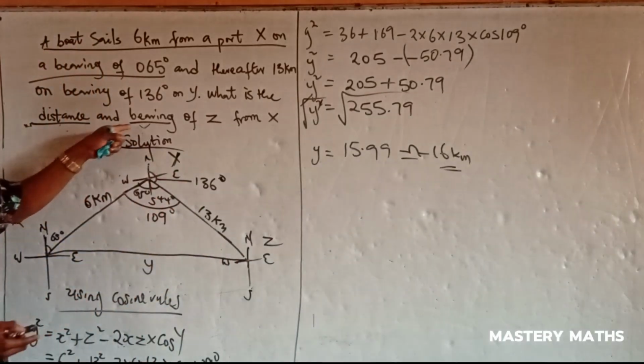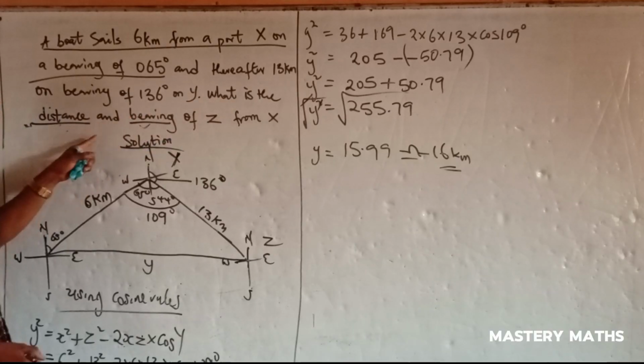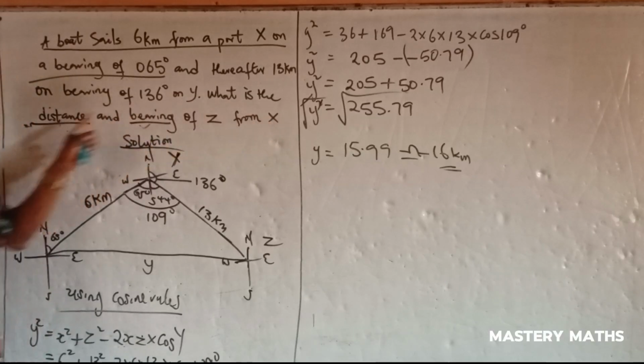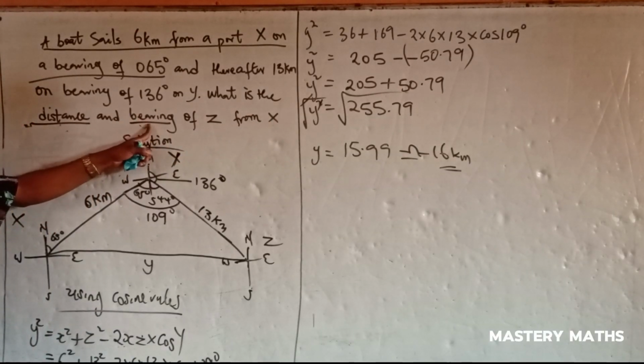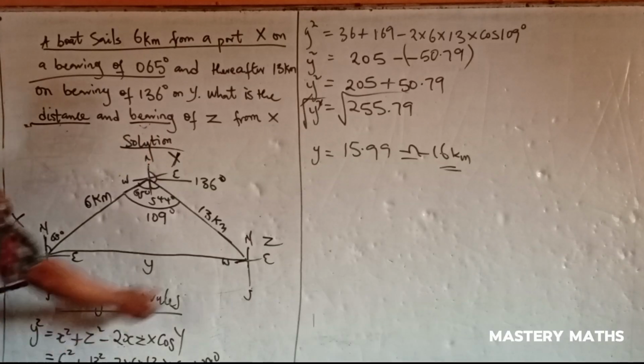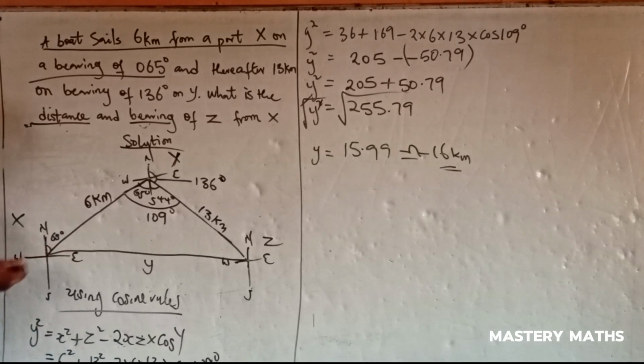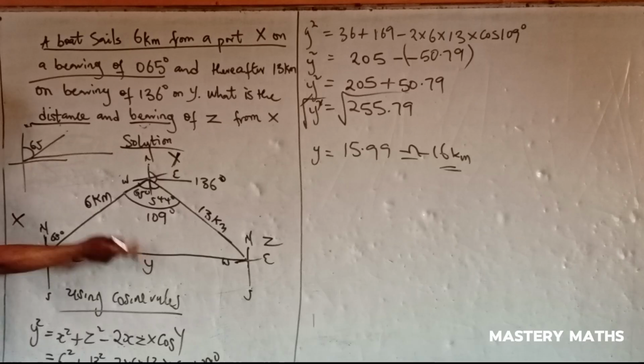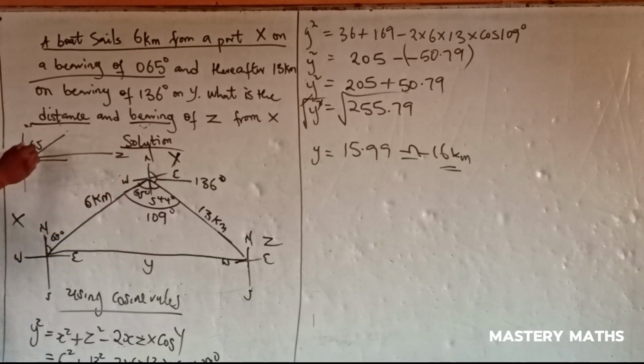Now the next one, we have the bearing. What is the bearing of Z from X? Remember we've gotten the distance and now the bearing. Now how do we get the bearing of Z from X? If you look at this drawing here, it looks like this, 65. And there's another one that came out from here. This is the one for Z. Now we need to look for the bearing of these. After you've seen the angle of this, you add the sum together to get the total bearing of Z from X.